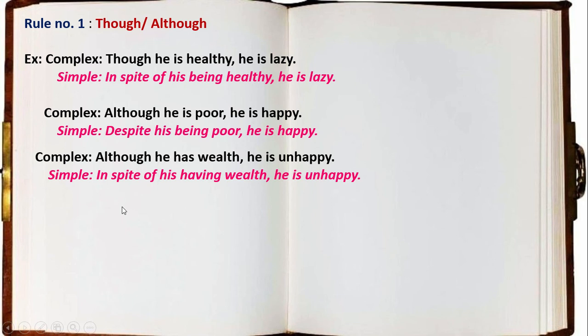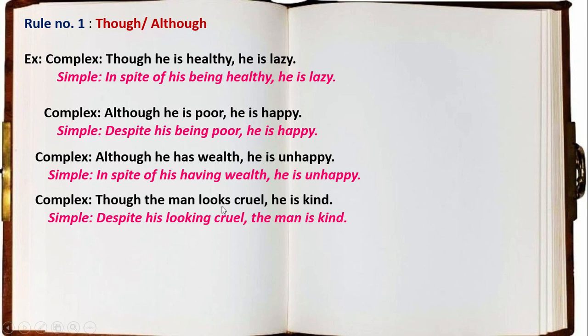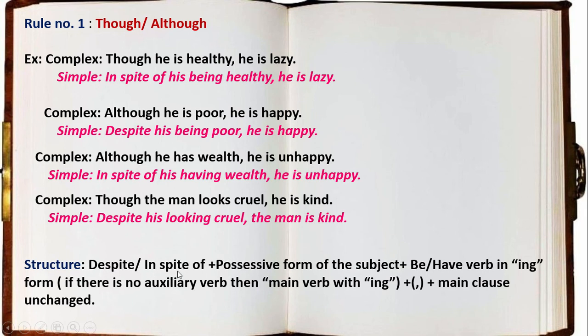Again, if the complex sentence has a main verb, what will be the change? Though the man looks cruel, he is kind. Despite his looking cruel, the man is kind. Here, main verb also with ing form. The structure is like this: despite or in spite of plus possessive form of the subject of the subordinate clause, then be or have verb in ing form, or if there is the main verb, that will also be in ing form. Then we'll put a comma and the main clause or principal clause remains unchanged.